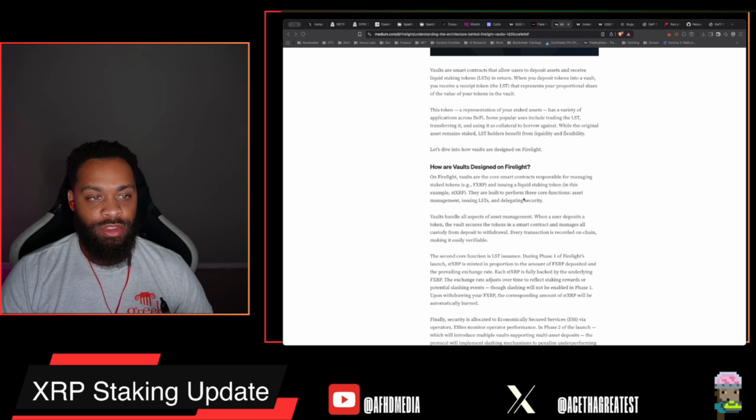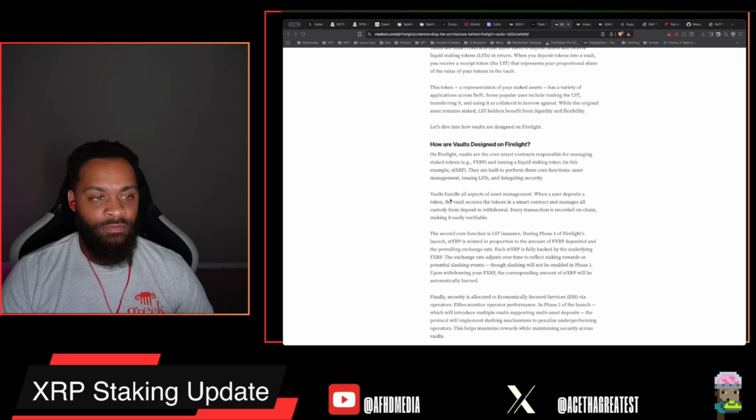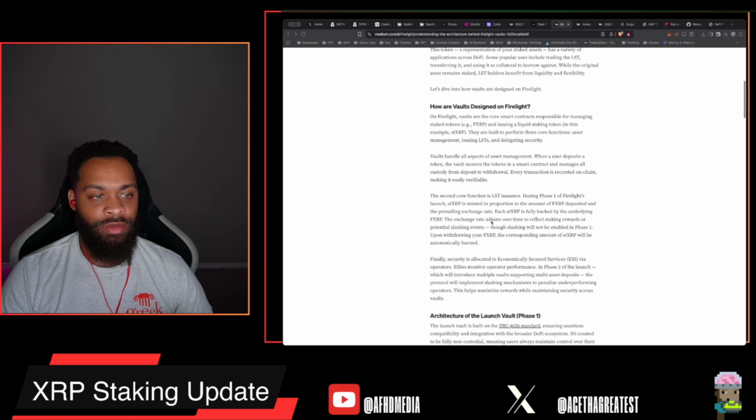They are built to perform three core functions: asset management, issuing LSTs, and delegating security. Vaults handle all aspects of asset management. When a user deposits a token, the vault secures the token in a smart contract and manages all custody from deposit to withdrawal. Every transaction is recorded on chain, making it easily verifiable.